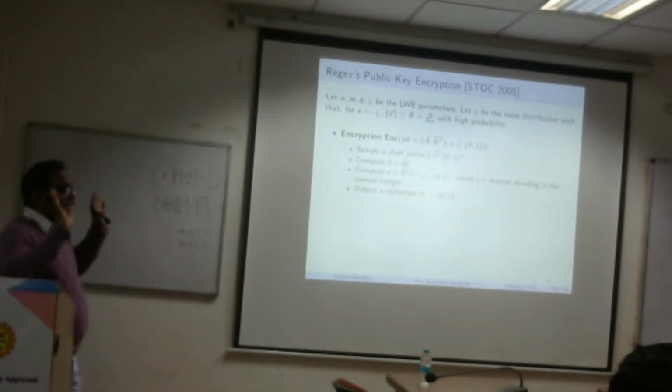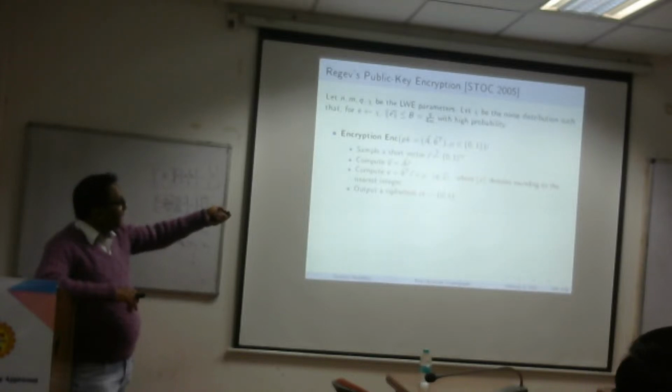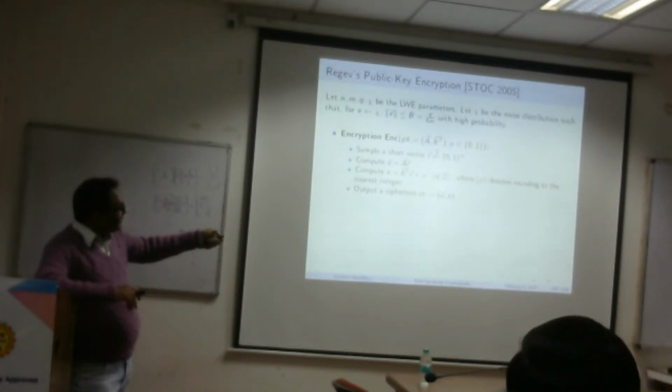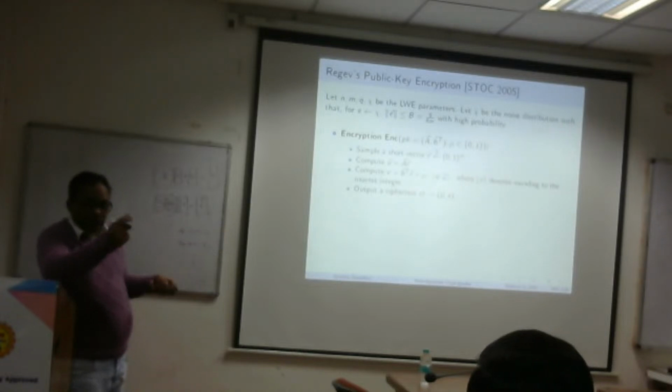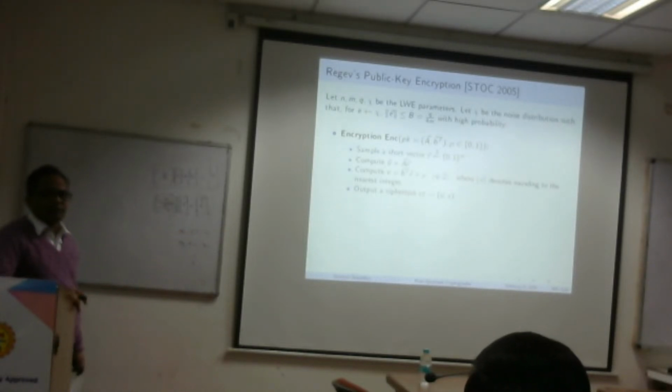Now anybody who looks at U and V will think that U is random, because A was random and R is random, so U is completely random. V now has B multiplied by R, so this part is random. Mu is something that you have chosen, and Q by 2 is one of the two values. This will look random to somebody who receives it. But the decryptor will be able to decrypt it using the secret S that you know.